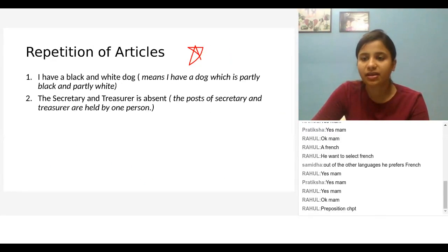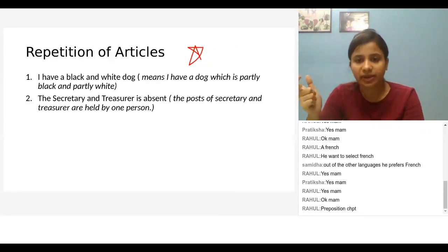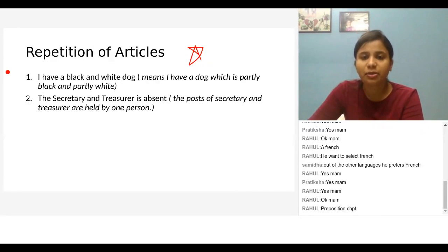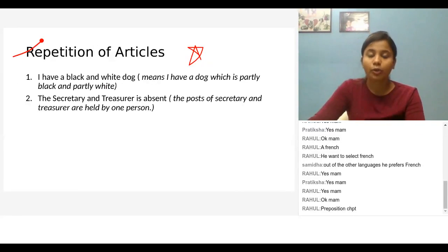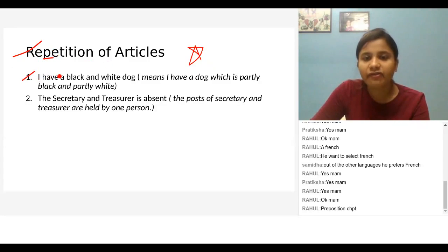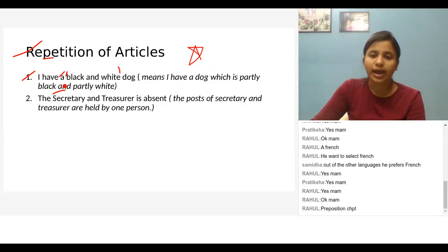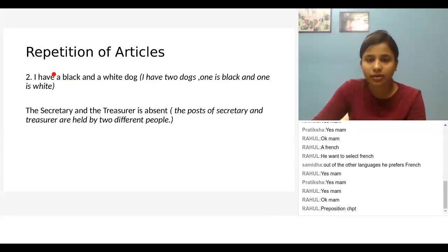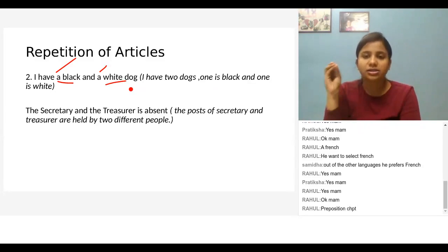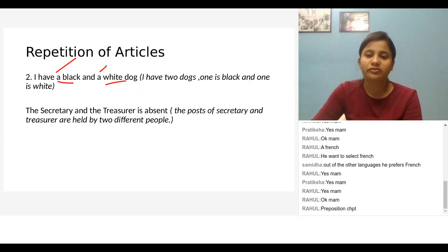So now we studied when to use a and the, then we studied when to omit a and the. Now we are studying what sentences will make sense if we repeat them. If I say I have a black and white dog, this a applies to both black and white. So that will mean I have a dog which is partially black and partially white. And if I say I have a black and a white dog, it means I have two dogs. One is black and one is white. So you have to see where the article is placed. The entire sentence will change with the placement of the article.